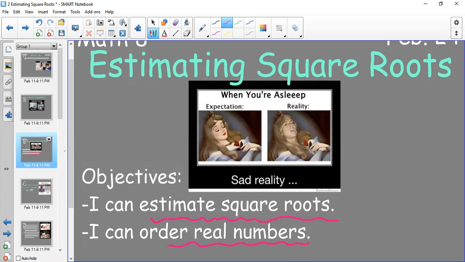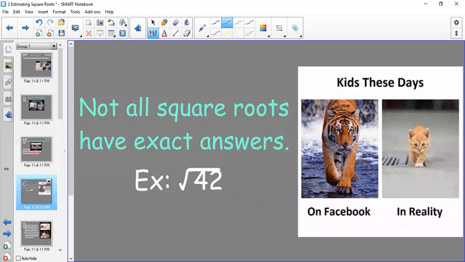All right, so first off, we are working on estimating the square root of 42. That was not a perfect one. We had talked about all the perfect ones yesterday. And when it isn't a perfect one, we want to know approximately how much it is. Is it like 7.1? Is it 2.3? About what is it?